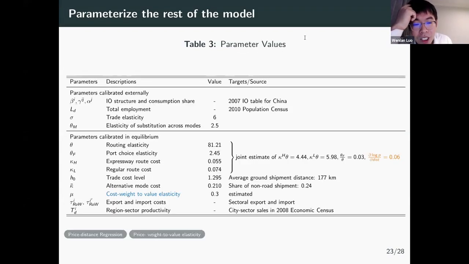Okay, so from this slide, the only thing I want to mention is that this routing elasticity, as Michael asked, is very, very large. It's much larger than the port choice elasticity. That's something I want to say. Why is this important?